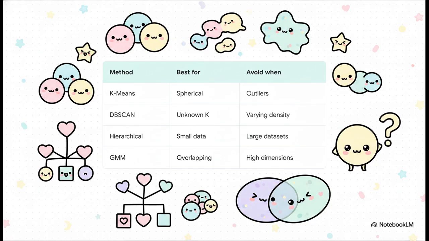But if you're dealing with weird, irregular shapes and you honestly have no idea how many clusters exist, deploy DBSCAN. If you really need to see a multi-level breakdown and your dataset is pretty small, go ahead and build a tree with hierarchical clustering. And finally, if your clusters are heavily overlapping and you need probabilities rather than hard borders, GMM is absolutely the way to go. Recognizing your data's unique personality is really the secret to picking the right tool.